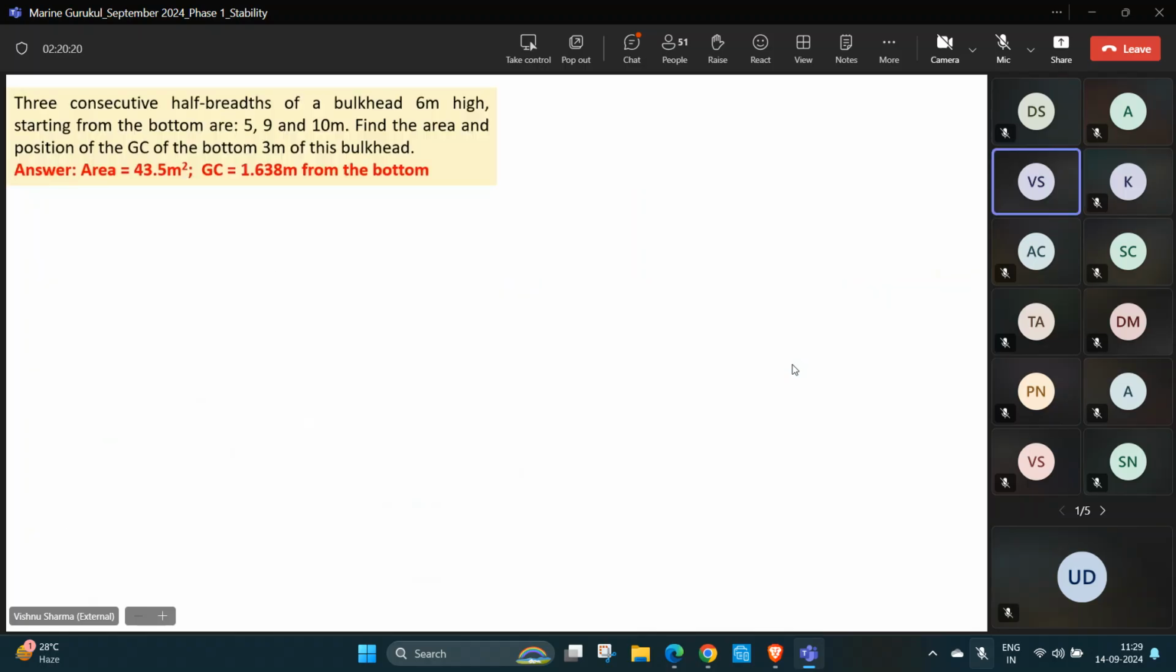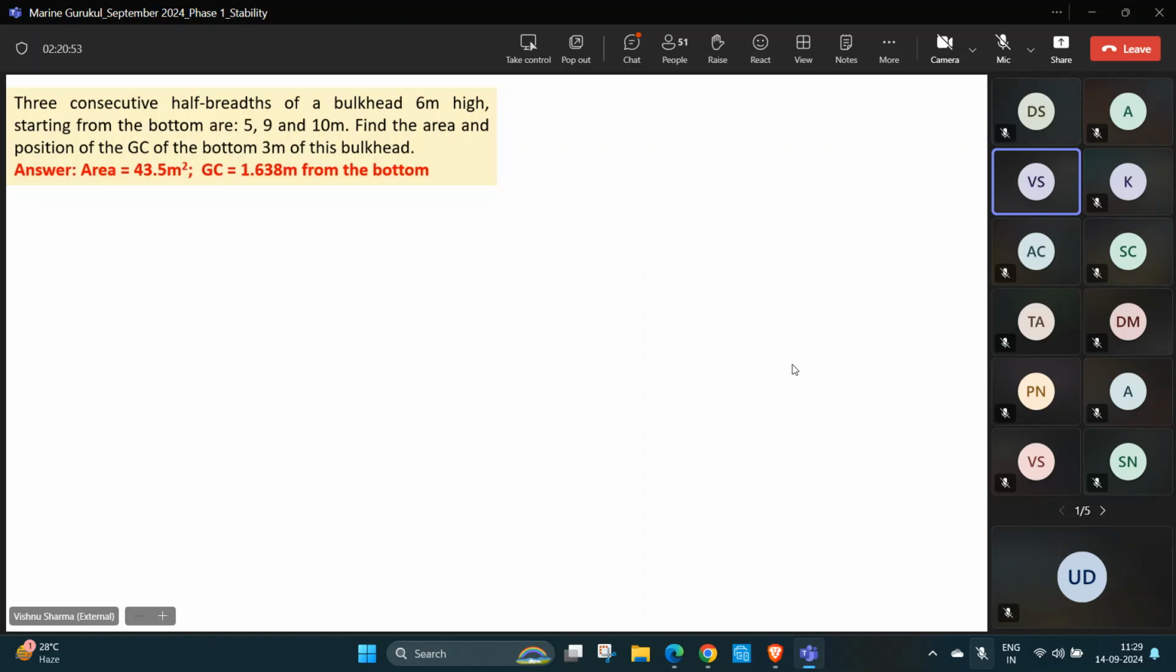And now we go to this question. Three consecutive half breadths of a bulkhead, 6 meters high, starting from the bottom are 5, 9, 10. Find the area and the position of the center of gravity of the bottom 3 meters of the bulkhead. Guys, make the diagram, and share the area that is required. Please make the diagram. I'm not going to highlight anything. Read the question as many times as you want.